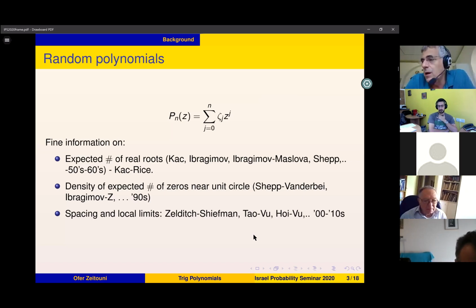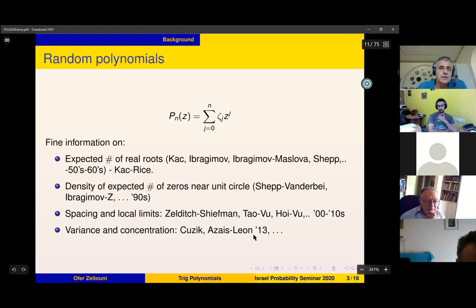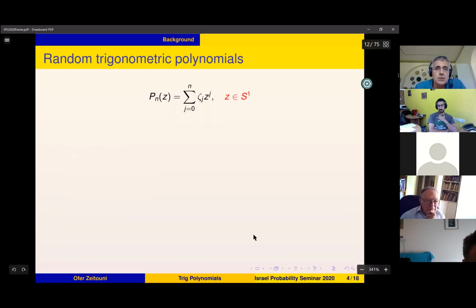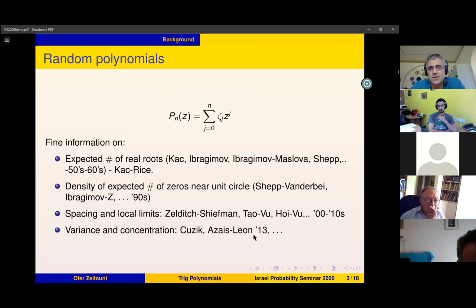In particular, what are the correlation functions? What can you say about the spacing between zeros? Very much mimicking questions that have been asked in the context of random matrices. There has been a thread of work on that in the last decade. You can ask questions about variance and concentration, etc. So this is a rapid history that brings you up to speed about what has been done about zeros of Kac polynomials.